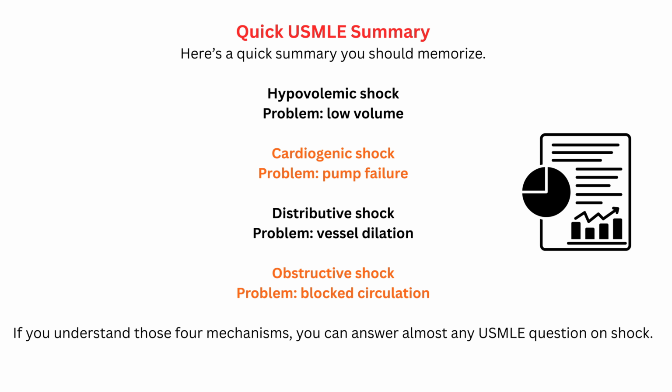Quick USMLE summary. Here's a quick summary you should memorize. Hypovolemic shock. Problem: low volume. Cardiogenic shock. Problem: pump failure. Distributive shock. Problem: vessel dilation. Obstructive shock. Problem: blocked circulation. If you understand those 4 mechanisms, you can answer almost any USMLE question on shock. And that's shock made simple.